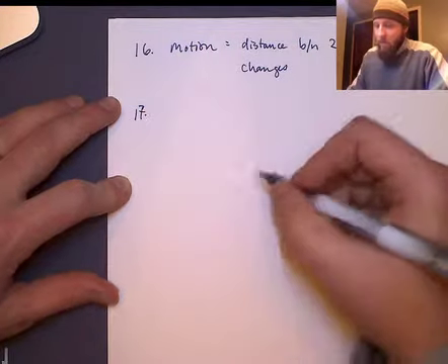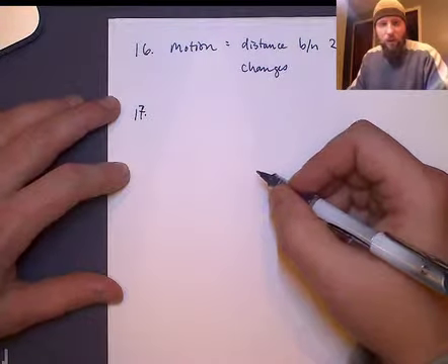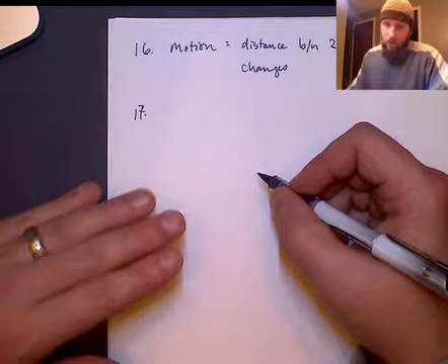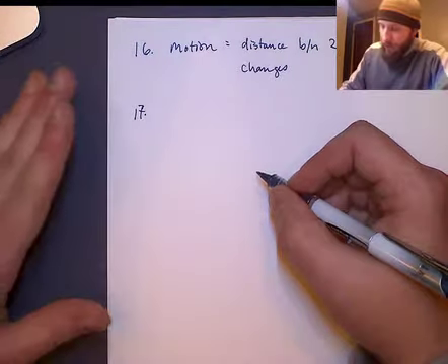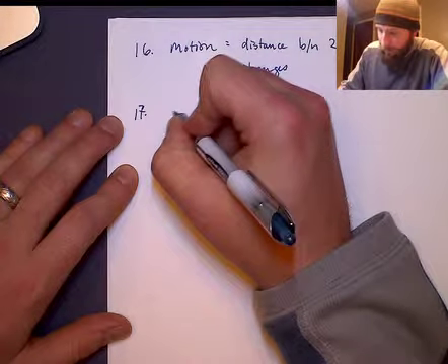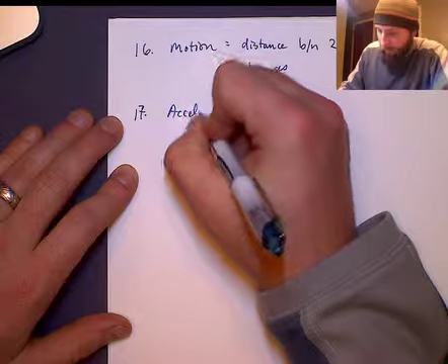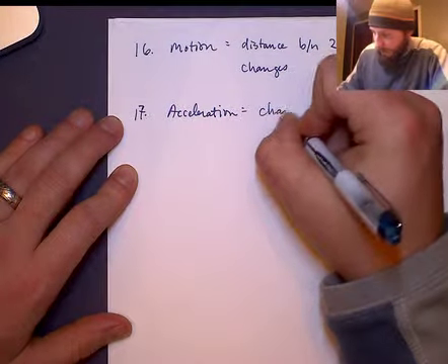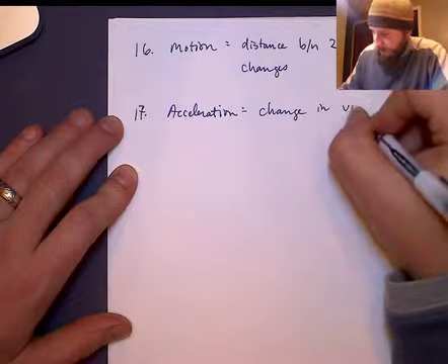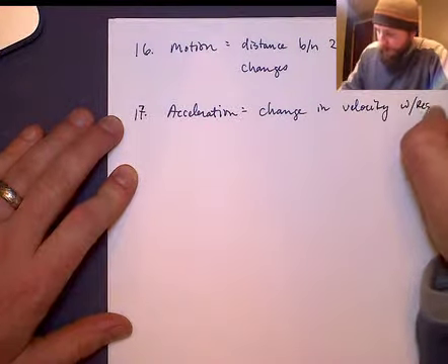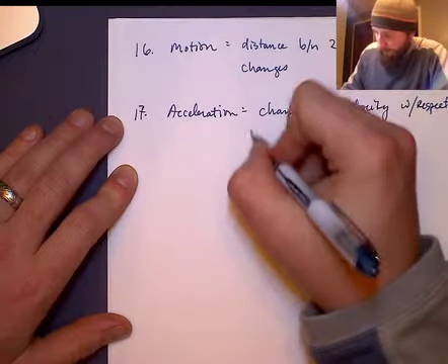And last but not least is number 17. Number 17 is kind of a difficult one here, but if speed is related to motion, velocity is related to acceleration. So if we can go and see a change in velocity, so an acceleration is a change in velocity with respect to time.